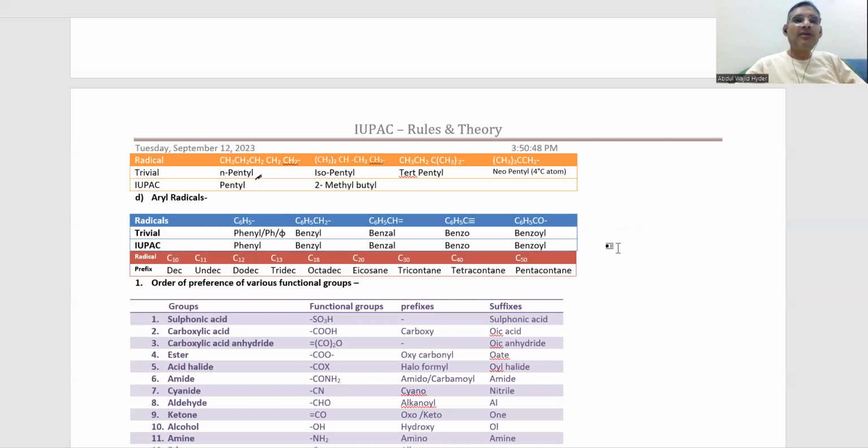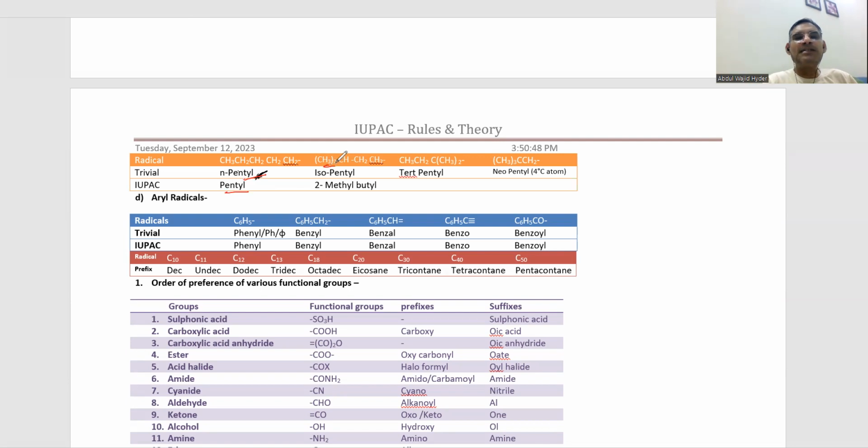Now see here, as I told you yesterday, if the carbon chain is straight, then it will be normal pentyl, a common system. If the carbon chain is straight, then it will be normal. So the normal pentyl, trivial and common name, will be pentyl.